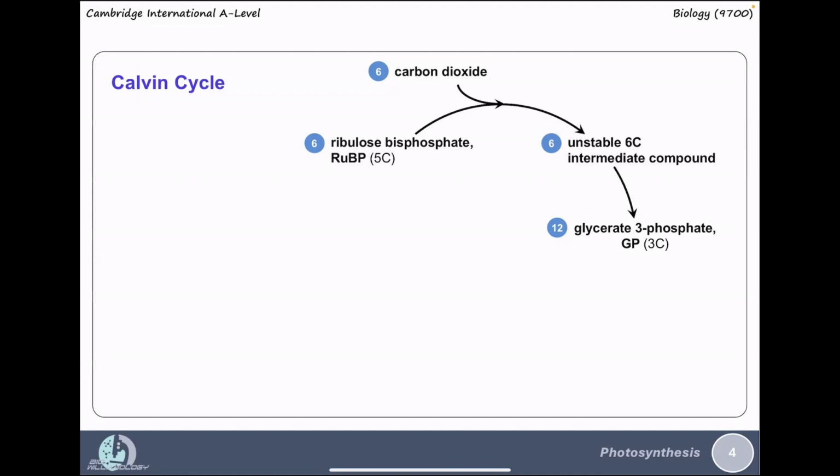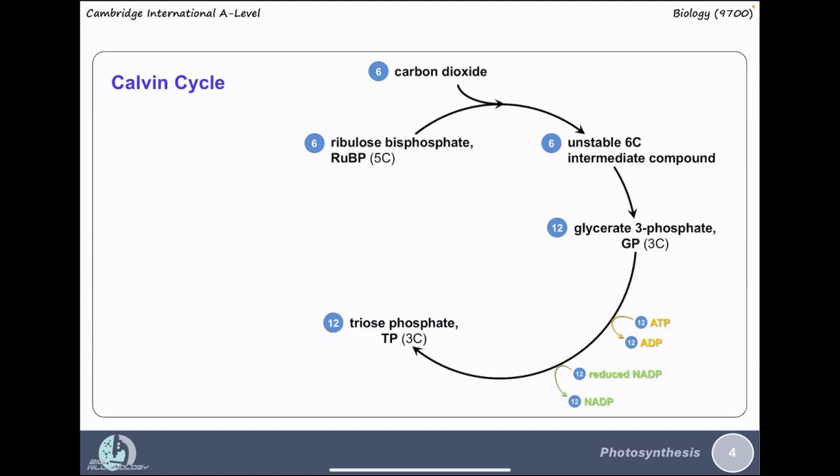In the next phase, which is the reduction phase, glycerate 3-phosphate, GP, in the presence of ATP and reduced NADP, is reduced to form triose phosphate. In this phase, ATP is hydrolyzed to form ADP, and reduced NADP is oxidized so that NADP can be regenerated.